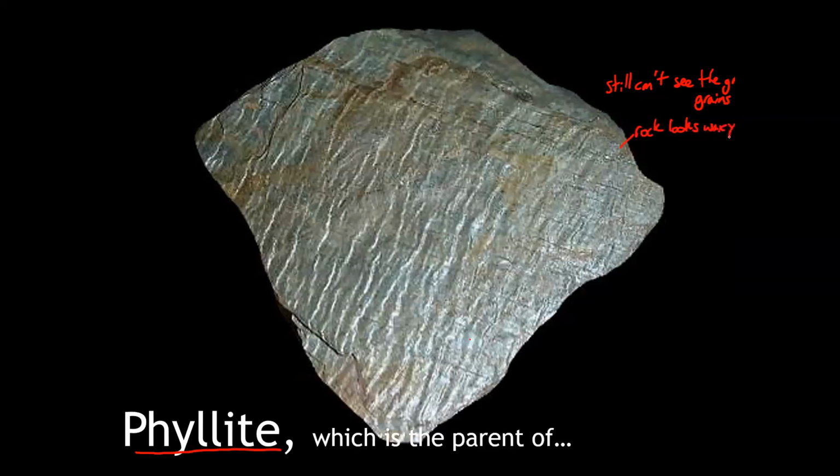And that's because it has tiny little mica grains in it, too small to see with your naked eye, but the overall effect of them is that it makes the rock sort of shiny. So it looks shiny, and it also starts to look just a little bit wavy. So that's how we could tell slate apart from phyllite, is the appearance of this sort of shiny, lustrous appearance, and it will start to look wavier. You still can't see the grains though.